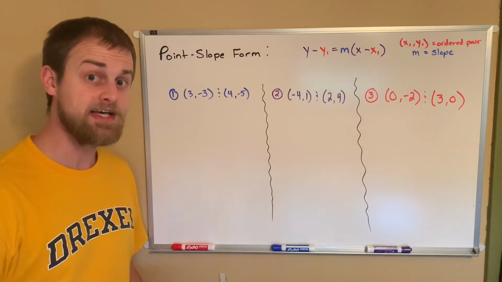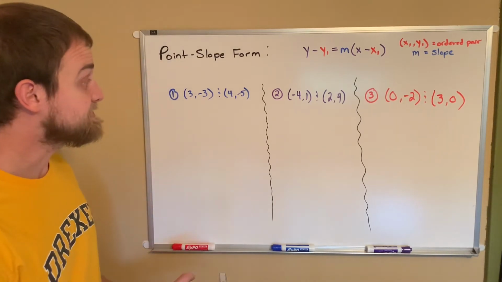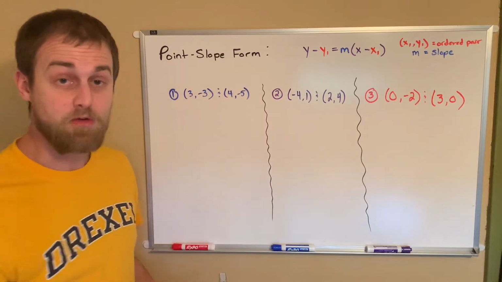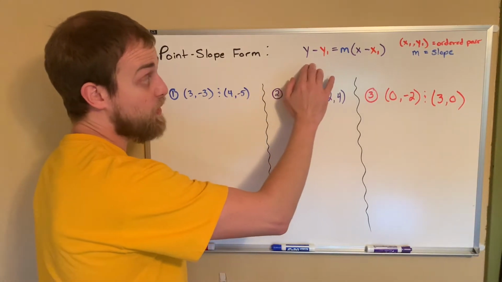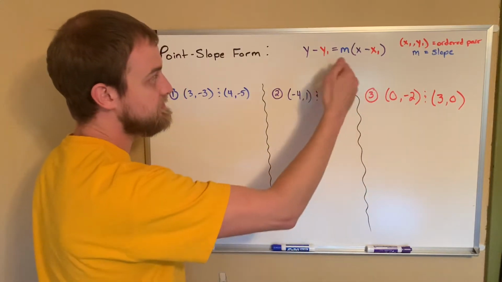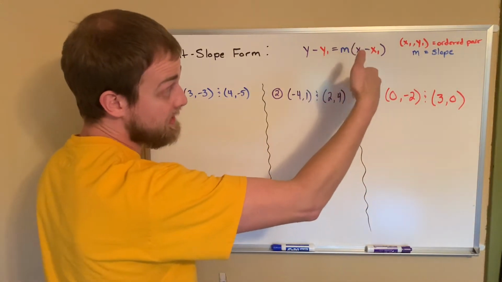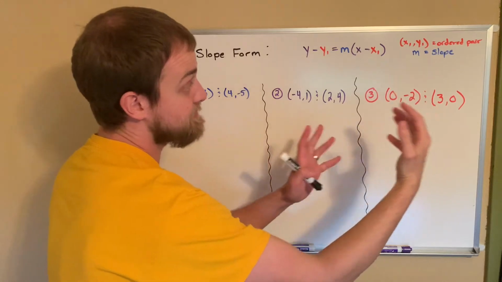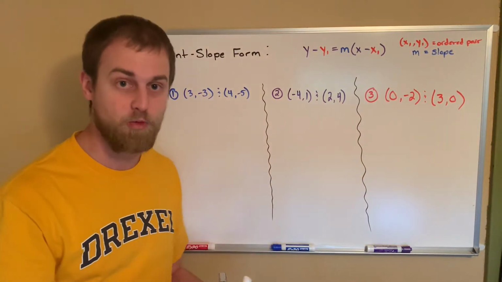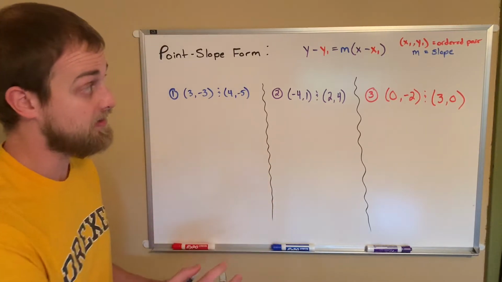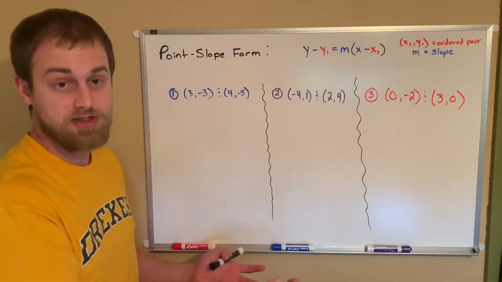Hi guys, Mr. Starry. Today what I want to talk about is writing point-slope form equations from two ordered pairs. Now, remember, point-slope form is y minus y sub 1 equals the slope m times the quantity of x minus x sub 1. So remember, the two pieces of information we need to write point-slope form are an ordered pair, or a point, and the slope.